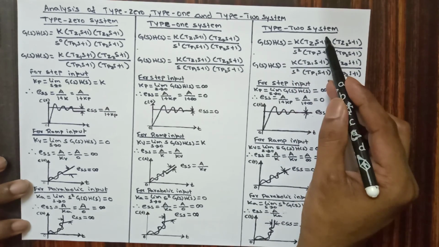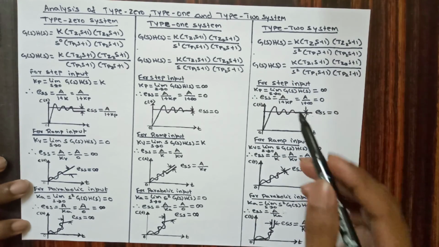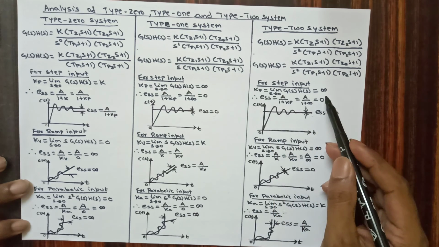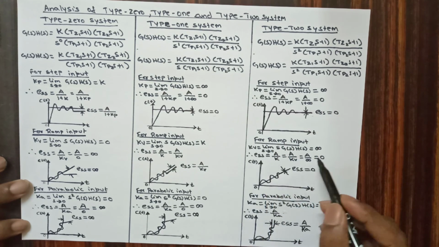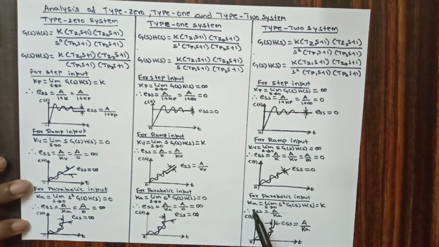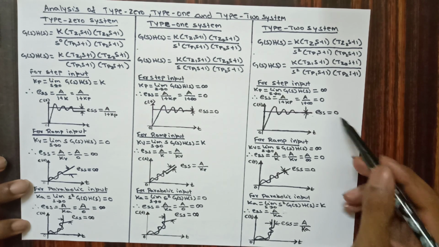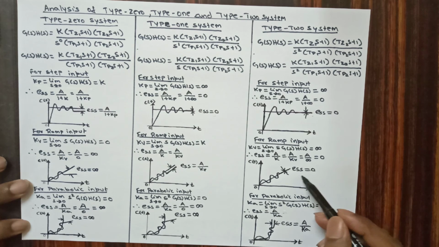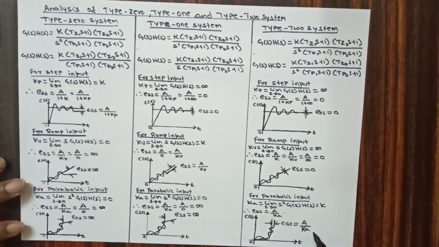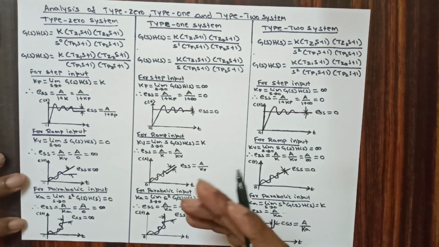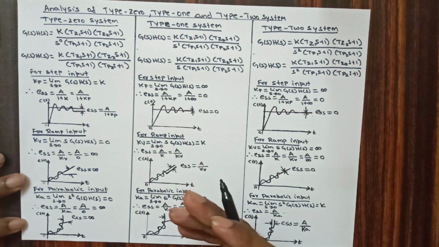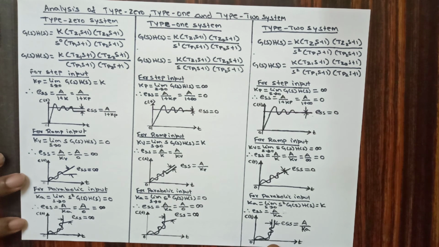The same way, when a type 2 system problem is asked, you should know that the positional error coefficient will be infinite, the velocity error coefficient will be infinite, and the acceleration error coefficient will be some constant value. Looking at these error coefficient values, the steady state error for step input will be 0, for ramp input the steady state error will be 0, whereas for parabolic input the steady state error will be some finite value. So these are certain effects of the type of a system on steady state error.